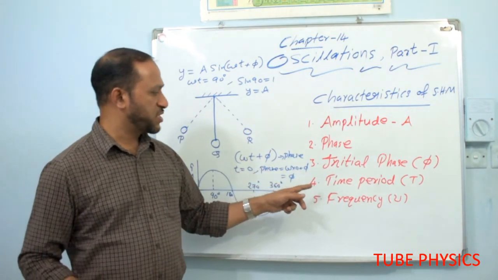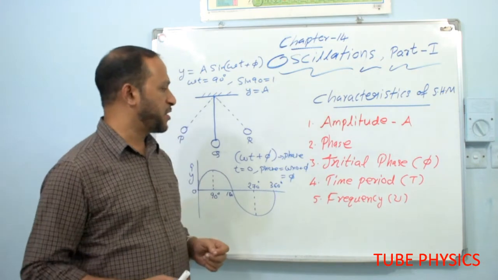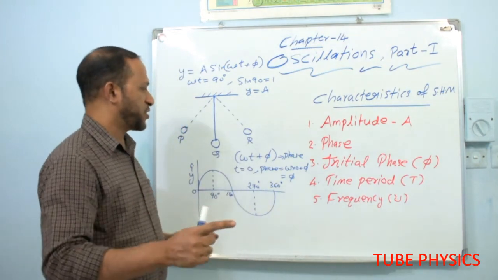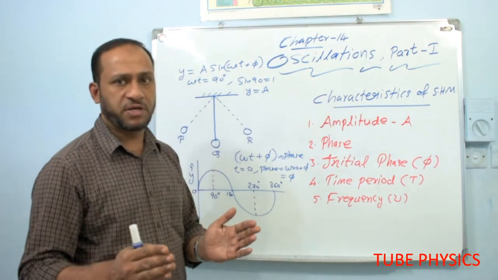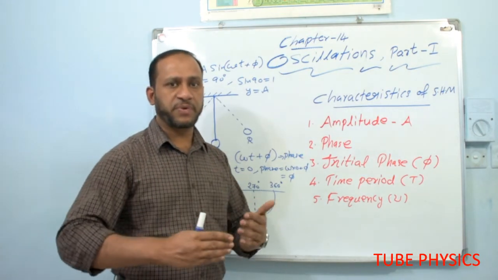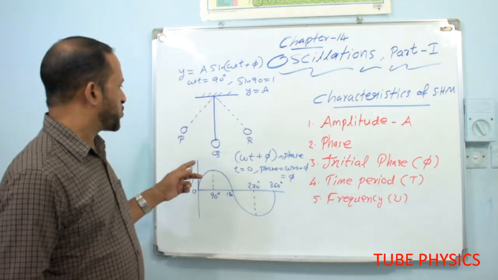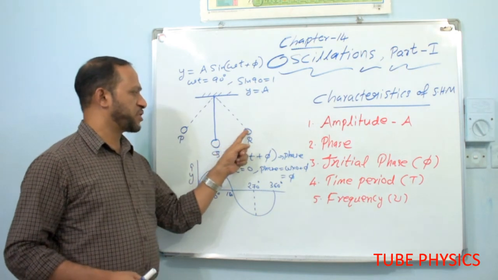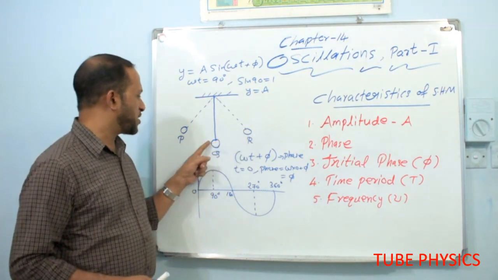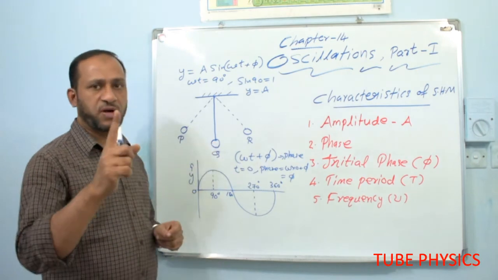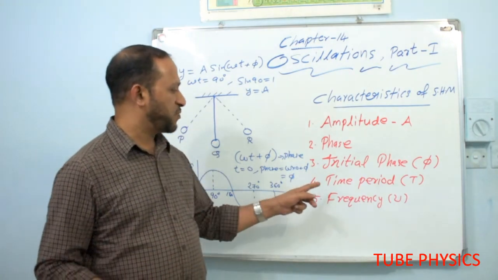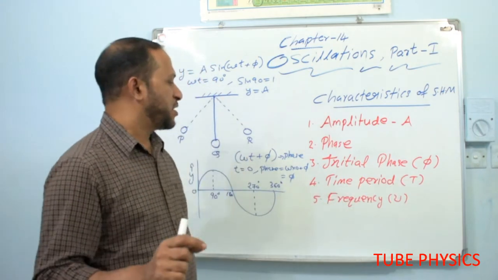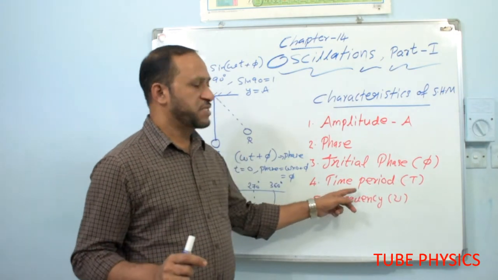Then the fourth one is the time period of oscillation. Time period of oscillation is the minimum time taken for completing one oscillation, or you can say it is the minimum time interval in which the periodic motion repeats itself again and again. So here we consider the oscillation starting from the mean position towards one extreme position, returning back and going to the other extreme position, and returning back. That is called one oscillation. And the time taken for that one oscillation is called time period. Usually it is represented by capital T, and it is measured in seconds.